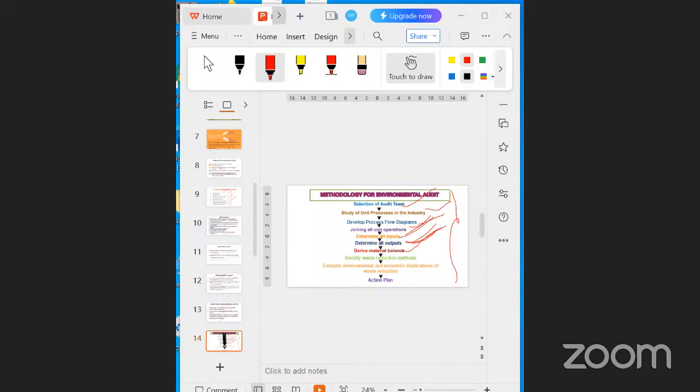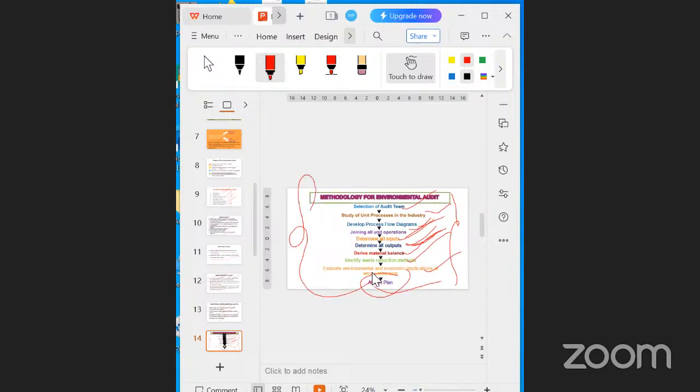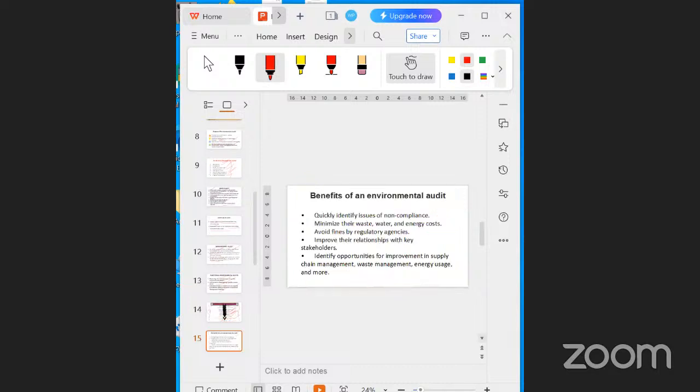The next, based upon this mass balance, we will identify the waste reduction measures. And then we will evaluate the environmental and economic implications of waste reduction. And also finally, we will go to the action plan. Okay. So this is the total plan of environmental auditing for an industry, right? Got it? Right, next one.